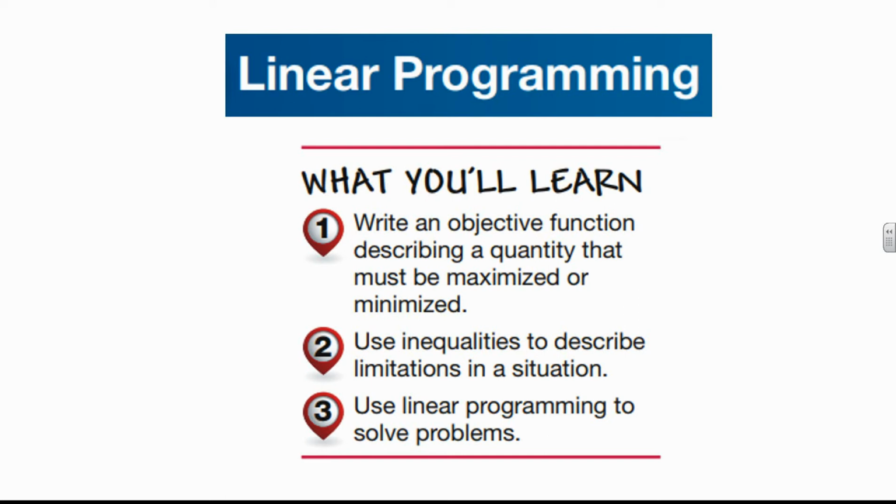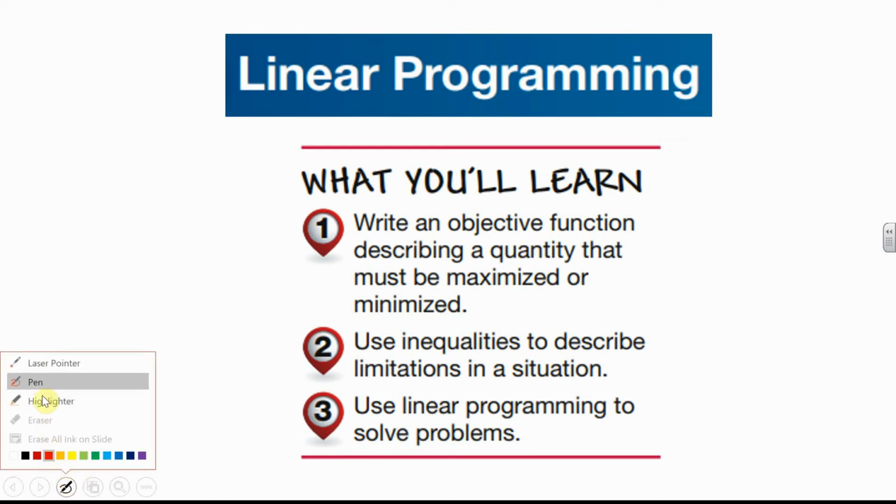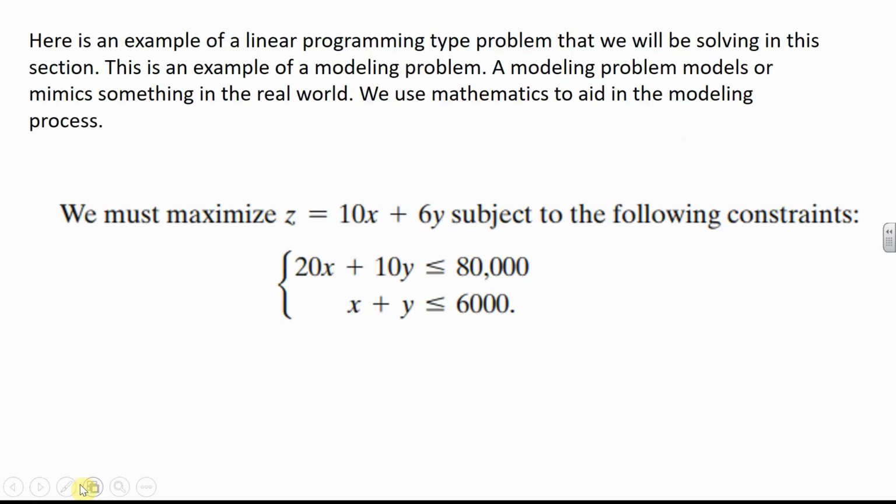Now that's just the math behind it, but let's look at a real life problem to see how this concept has come about. Here's an example of a linear programming type problem that we will be solving in this section. This is what we call a modeling problem. A modeling problem models or mimics something in the real world. We can use mathematics to aid in solving these modeling problems.